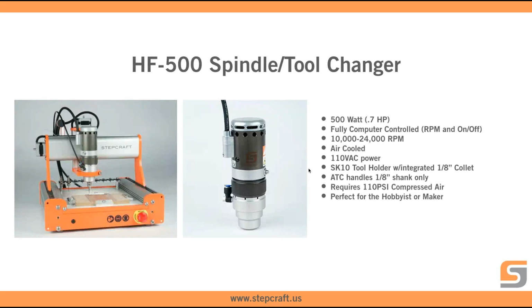So the first one is our HF500 spindle. It's a 500 watt, which is about 0.7 horsepower. It's fully computer controlled, so the RPM and the on-off is completely controlled by the G-code. 10 to 24,000 RPM. It's an air-cooled spindle. It's designed to run off 110 volts.